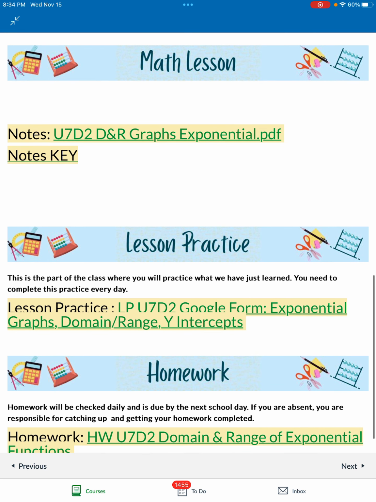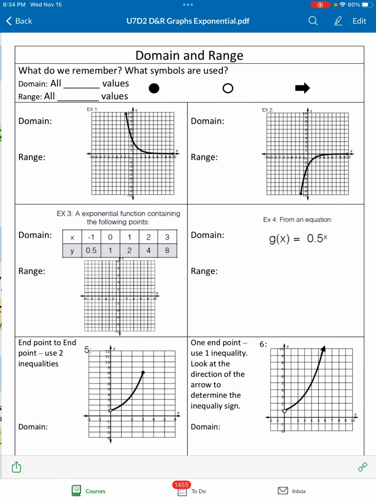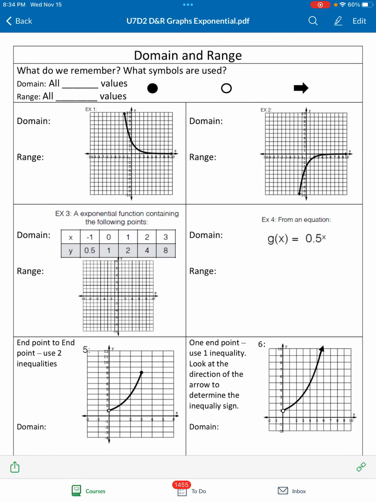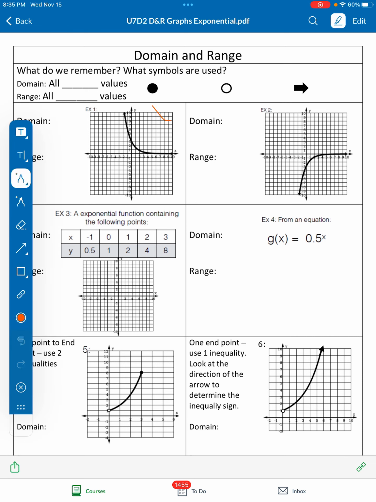But that is just a review. We should already know that. Let's take a look at the new stuff we're learning today. We talked about exponential functions yesterday. Remember, they look like this.